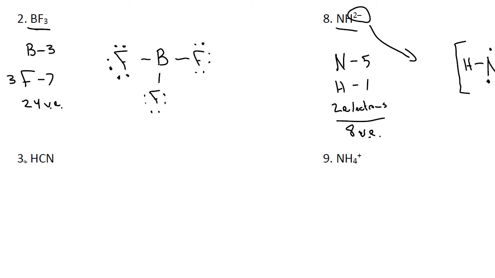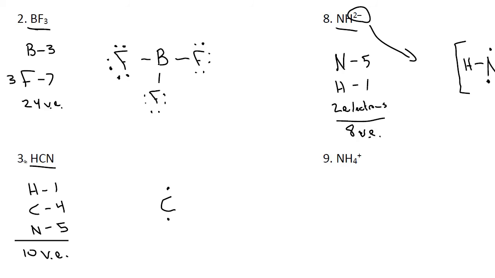All right, let's take a look at HCN. Hydrogen has 1 electron. Carbon has 4 valence electrons. And nitrogen has 5 valence electrons. So that's going to be 5, 6, 7, 8, 9, 10 electrons. 10 valence electrons. So let's see how this works.